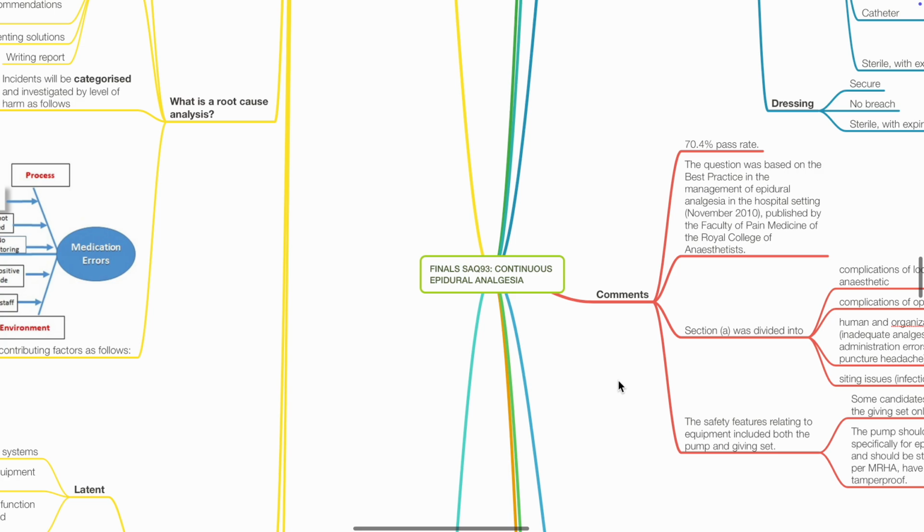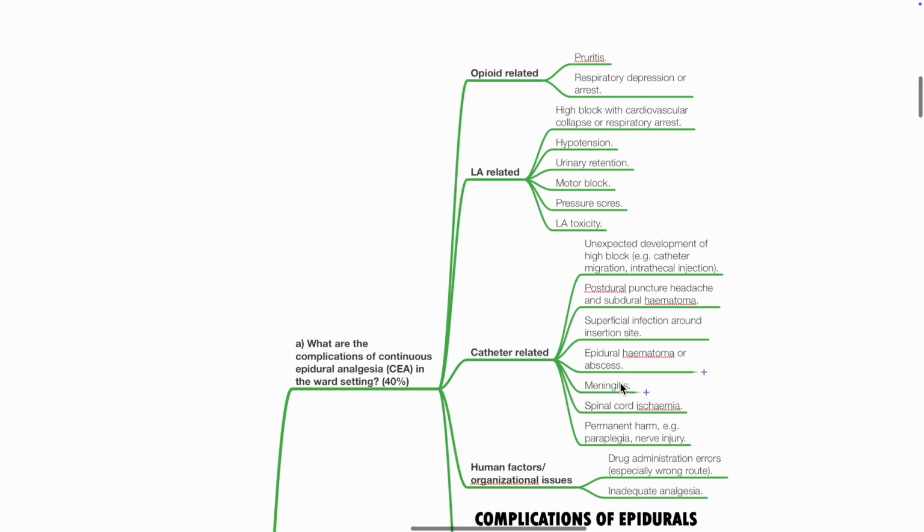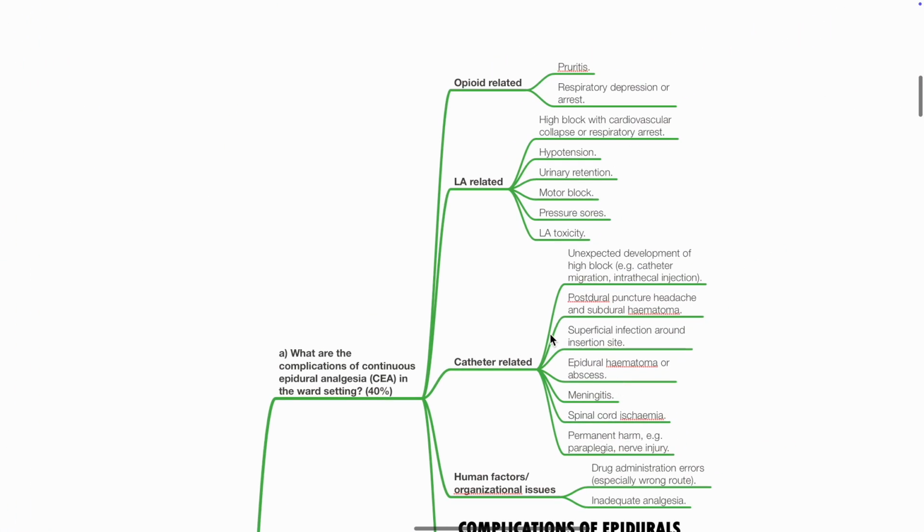Finals SAQ 93, Continuous Epidural Analgesia. What are the complications of CEA in the ward setting?